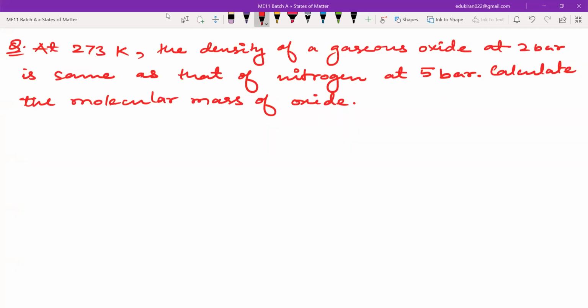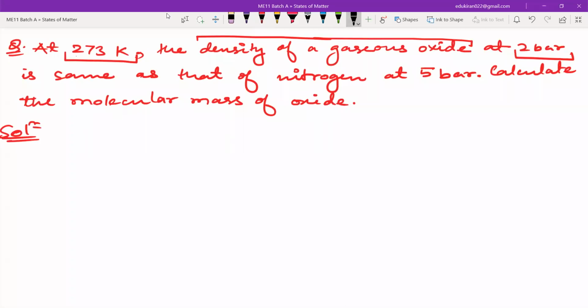So we have this information that at 273 Kelvin, that means we have been given temperature, and there is some gaseous oxide, and the density of that gaseous oxide at 2 bar pressure is same as that of nitrogen at 5 bar. Same as nitrogen at 5 bar. So we will write the alternative statement, that is dRT/PM.